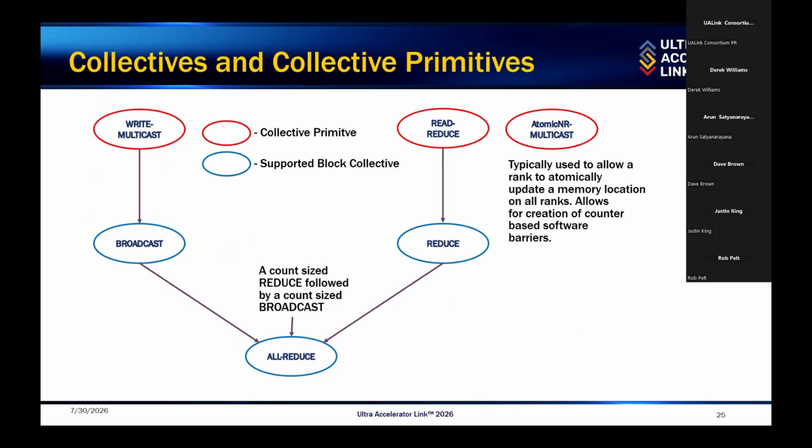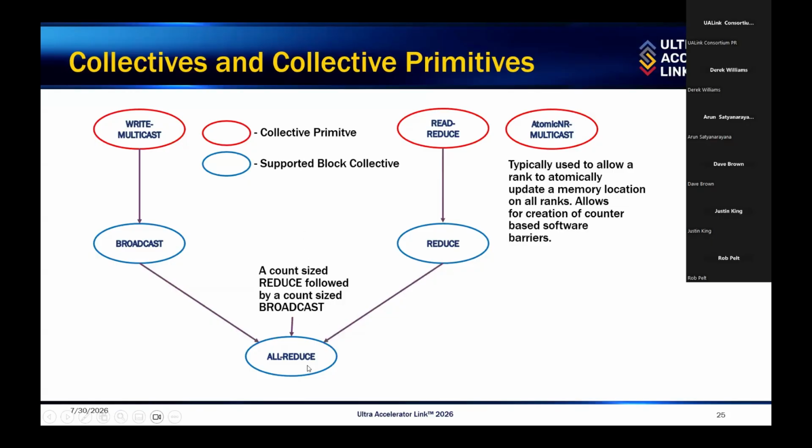This figure illustrates the relationship between the different collective primitives and block collectives. To implement a broadcast collective, you can do loops of write multicasts, which would give you the effect of a collective. For a reduce, you can implement a loop of read reduces to give you the reduce collective, or you can just implement broadcast and reduce directly using block collectives.